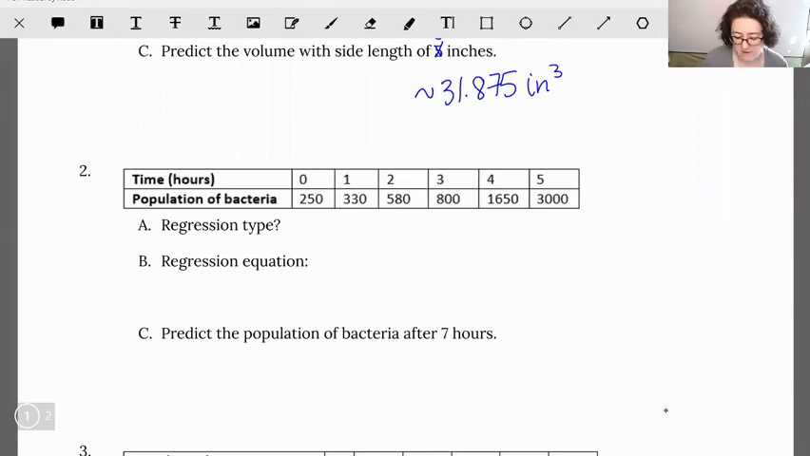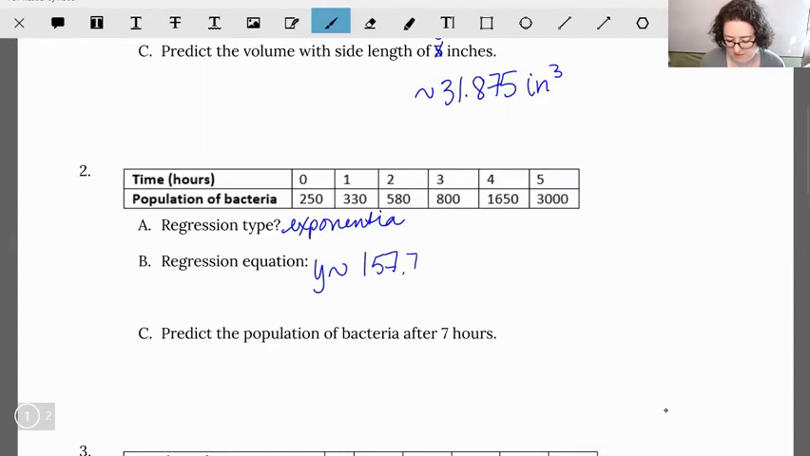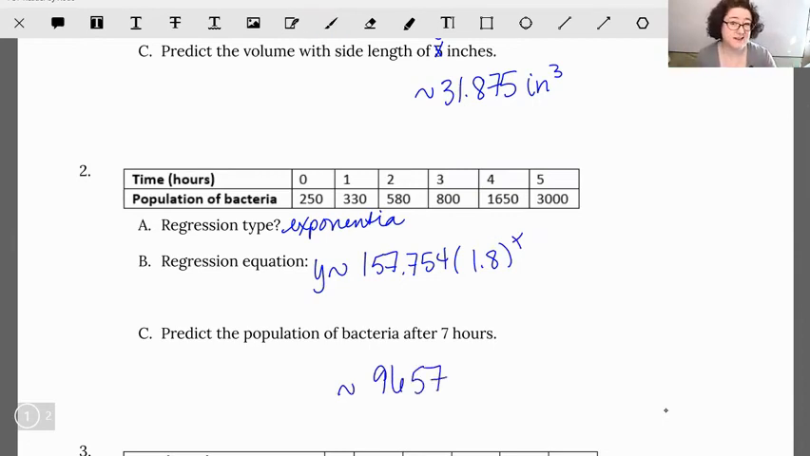Okay, regression: exponential worked the best for this. Our regression equation was y is approximately 157.754 times 1.8, again that's rounded, raised to the x. And our population after 7 hours was approximately 9,657 colonies, I guess, or instances of bacteria in that colony.